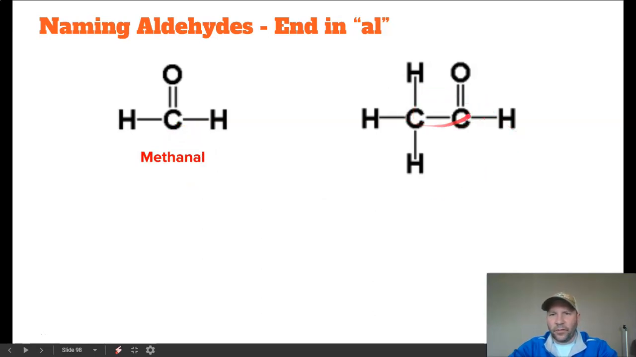And then this one's based off of two carbons. See how it's an aldehyde here? See it right there? And that's called ethanal right there. So that's how it works. It's essentially just like ethanol or methanol, but it's al because it's an aldehyde.